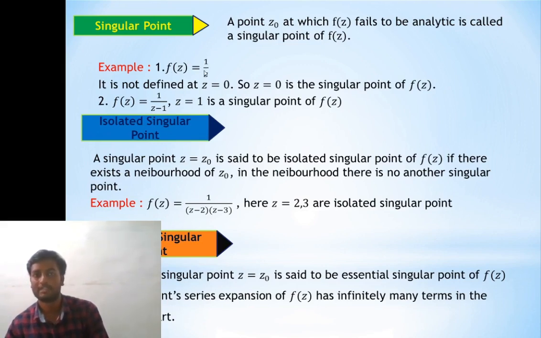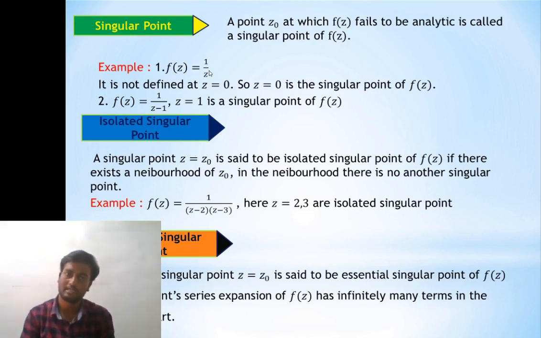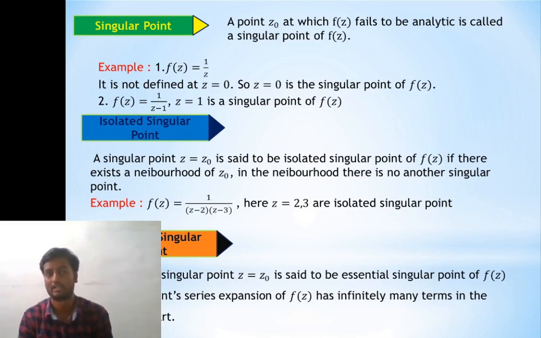For example, f of z is 1 by z. At z equal to 0 it is not defined, therefore that point is a singular point. 1 by z square at z equal to 0 is not defined, so it is a singular point. 1 by z minus 2 at z equal to 2 is not defined. 1 by z plus 1 at z equal to minus 1 is not defined. Those points are singular points. So to find the singular points you equate the denominator to 0.